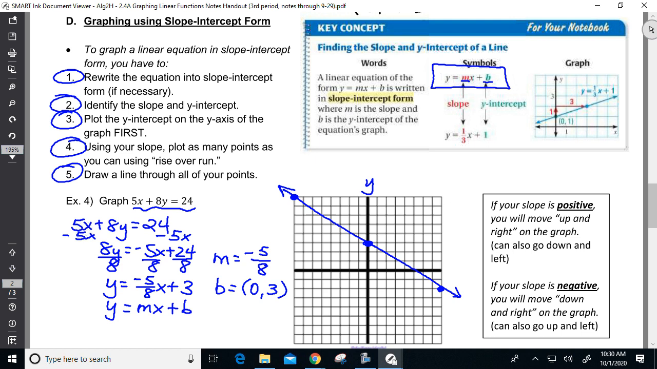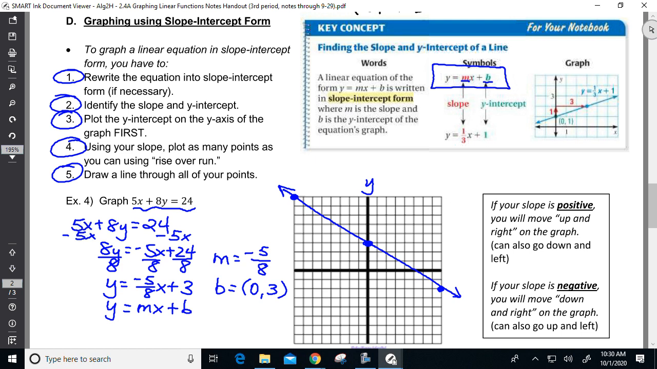Again, my advice is put as many points as you can using that slope, especially when we start solving systems by graphing, which we will be doing in the next unit. So, might as well get into some good practice. That's how we take care of slope-intercept form. Questions before we continue?